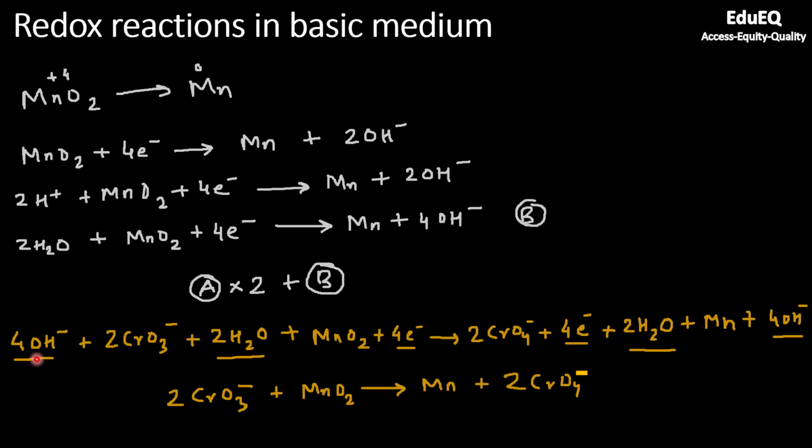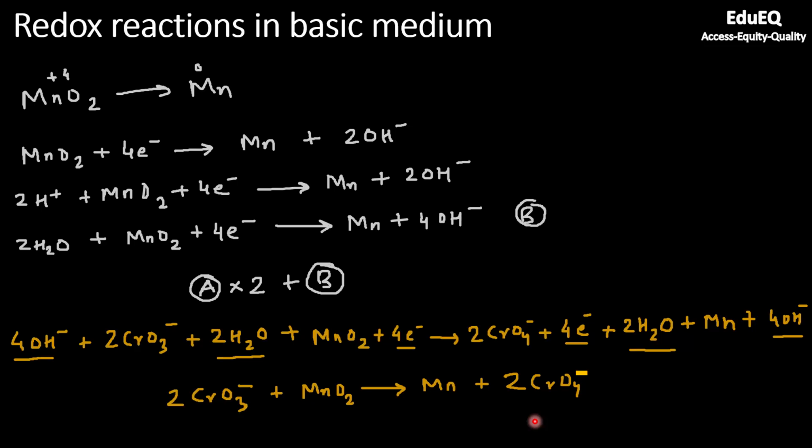So what I have done is I have now multiplied and also added the reactions. So 4OH minus, this is the combined equation. So when you multiply A by 2 and you add it to B, this is what it comes. And all the underlined species are the common items. You can cancel these out. So 4OH minus will get cancelled with 4OH minus, 2 water molecules will also get cancelled, and even the electrons will get cancelled, and you will be left with this equation. So 2CrO3 minus plus MnO2 will give Mn plus 2CrO4 minus. So this is the balanced equation.